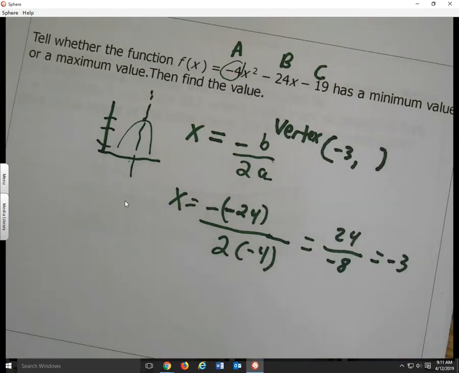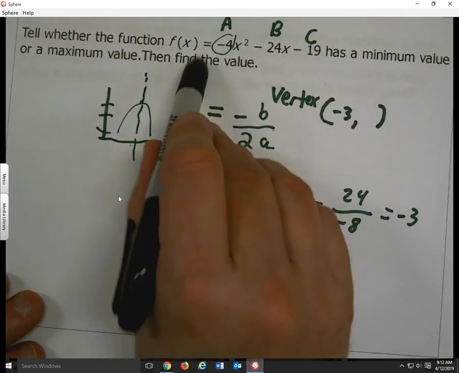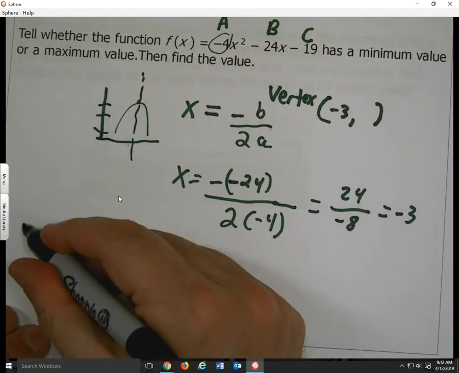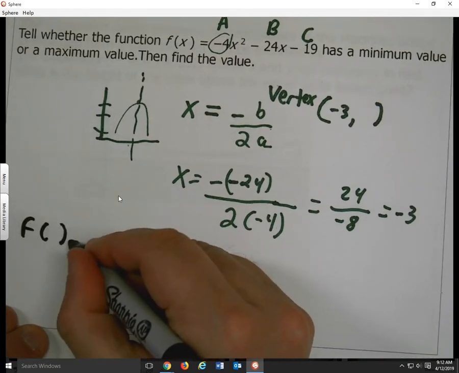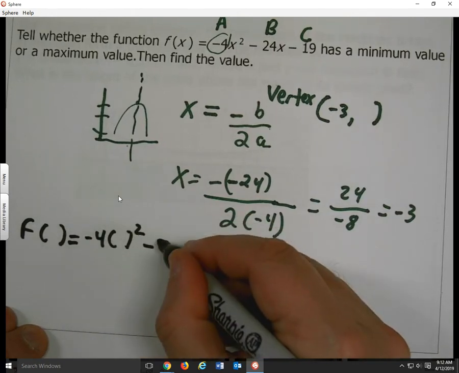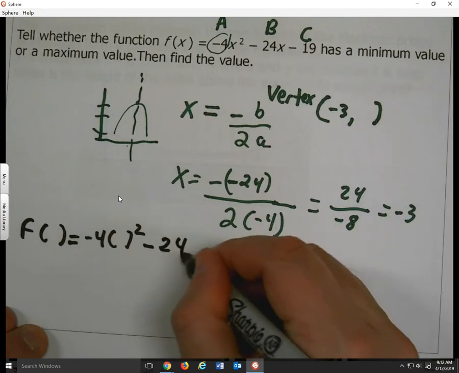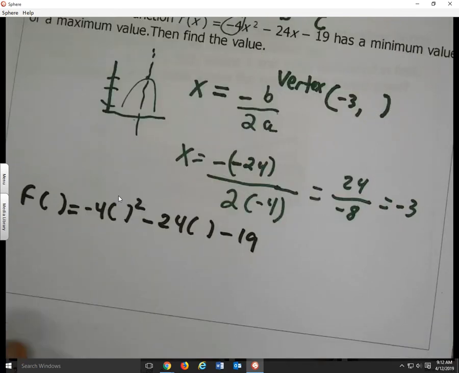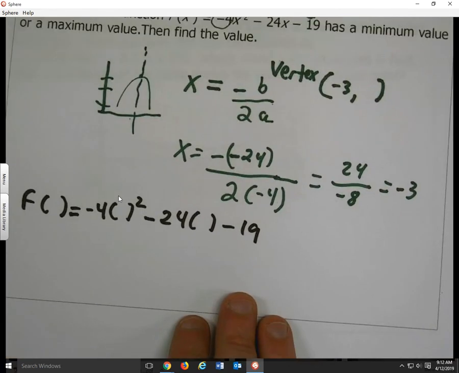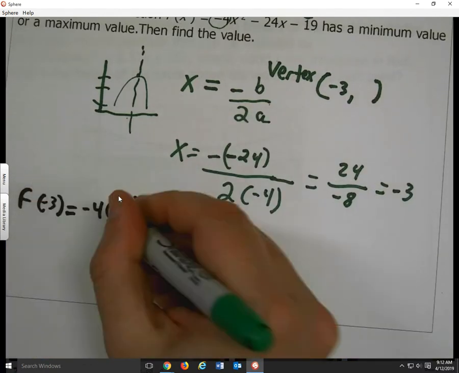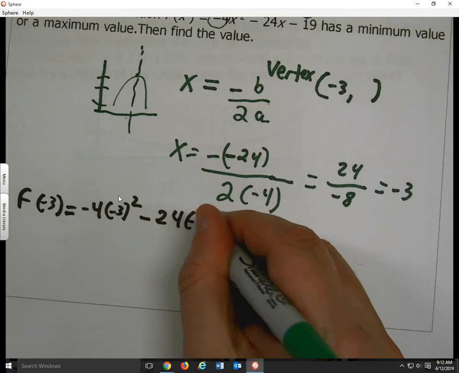So all this working, the reading, has been the x, right? Now let's go ahead and find the y. So I'm going to take the same equation here, f of x equals negative 4x squared minus 24 times x minus 19. But in place of the x, I'm going to substitute in this new value we found for x, which is -3. So everywhere where there was an x, there's now a -3.